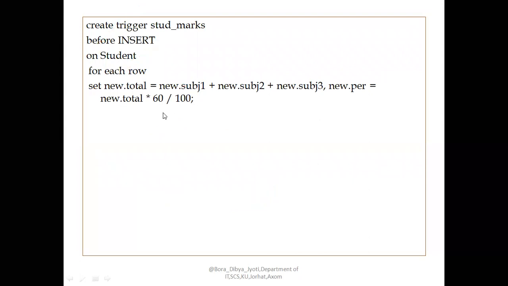Create trigger student marks before insert on student for each row. Set new total is equal to new subject 1 plus new subject 2 plus new subject 3, comma new dot percentage is equal to new dot total cross 60 divided by 100. तो इसमें देखो बहुत सिंपल से ही हमने बनाया है. The code is very simple if you carefully observe this.